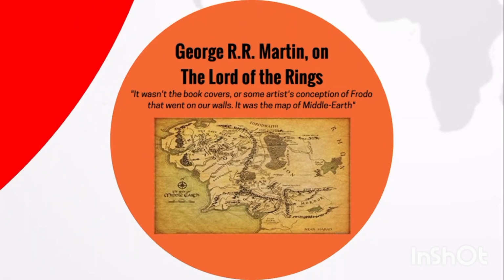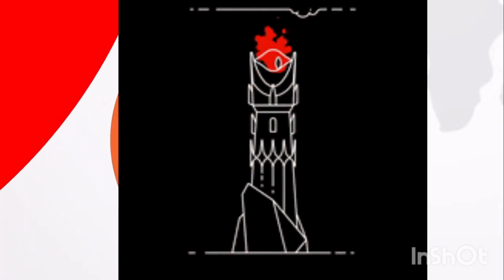One of the greatest feats of world building in literary history is by George R.R. Martin on The Lord of the Rings. When he was in the process of writing The Lord of the Rings, he said that it wasn't the book covers or some artist's conception of Frodo that was on their walls, rather the map of Middle-earth, where the story's set.